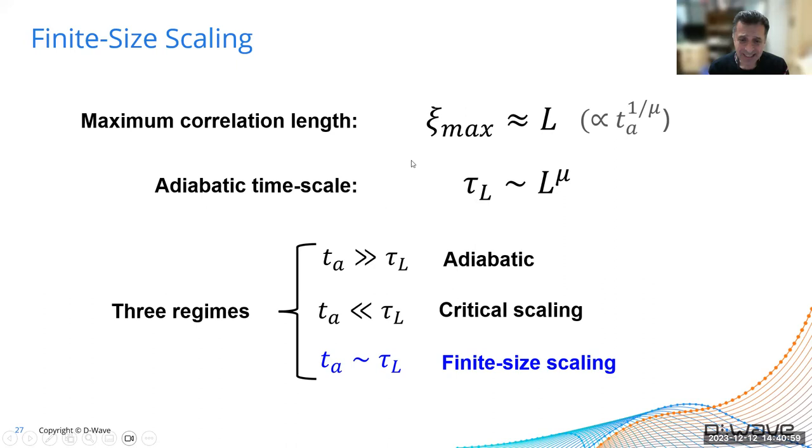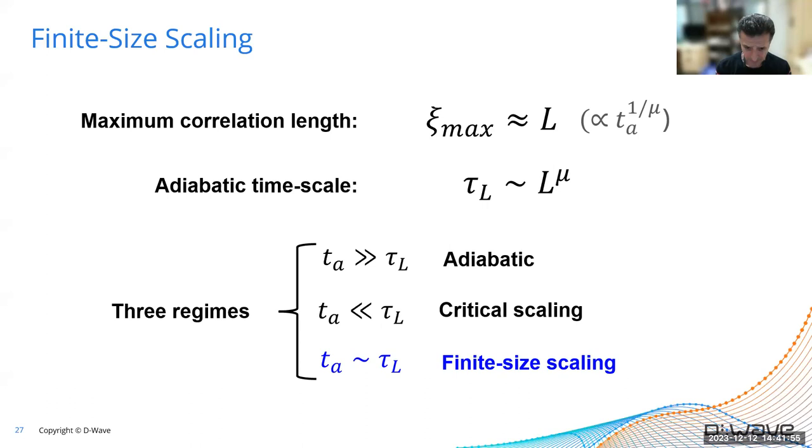It means that if your annealing time is much bigger than this time scale, the system follows adiabatically through the second order phase transition point. Basically, you follow the ground state at the second order phase transition point, and you don't excite to any of the excited states. In the opposite limit, if your time scale is much smaller than this adiabatic time scale, the effect of boundary, the effect of size, will not be visible. Your correlation length is much shorter than the size of the system, and you basically see everything critical scaling argument predicts without seeing the effect of size.